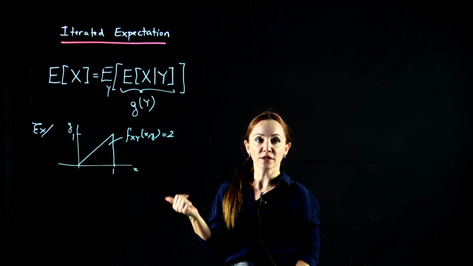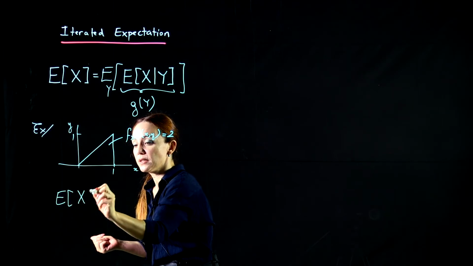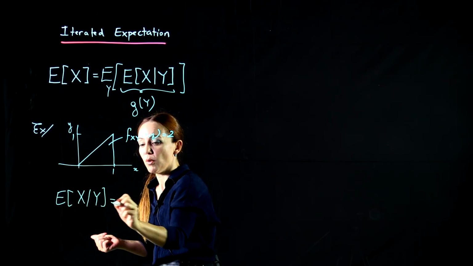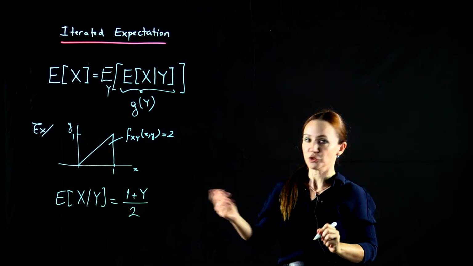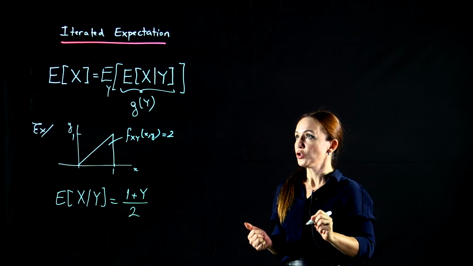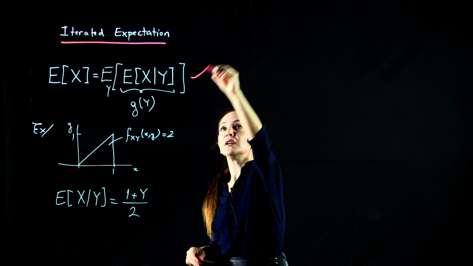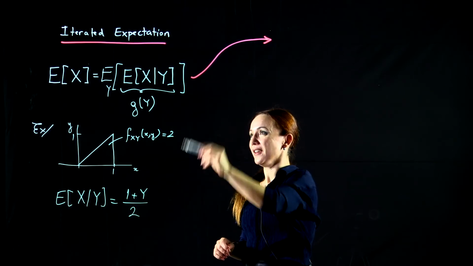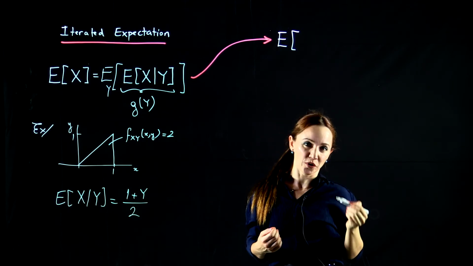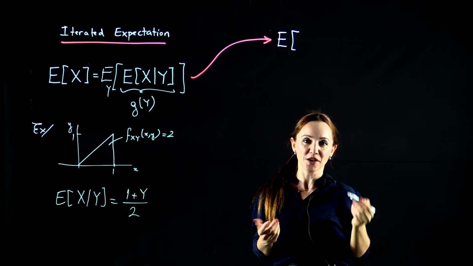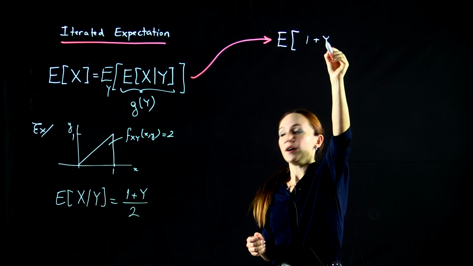And we showed in this example that the conditional expectation of X given Y was (1 plus Y) over 2 as a function of Y. Okay, so using iterated expectation, we could compute this by taking the expectation over the distribution of Y, over the marginal distribution of Y, of (1 plus Y) over 2.